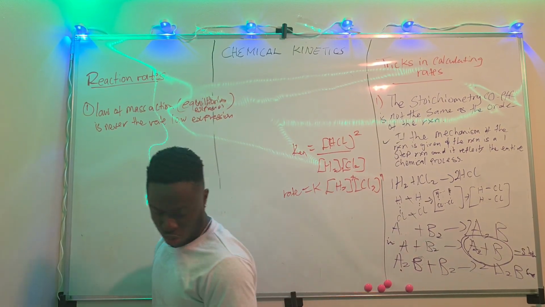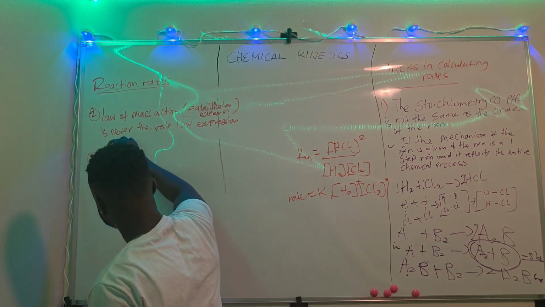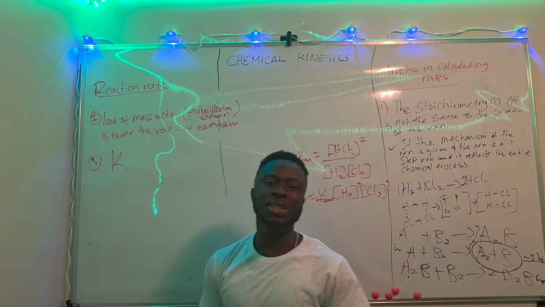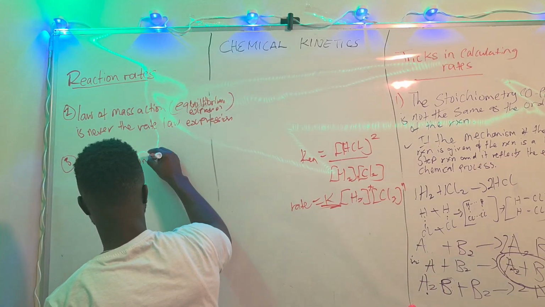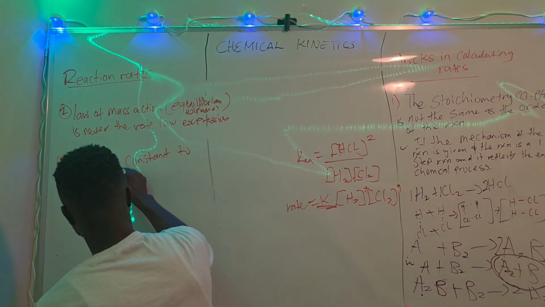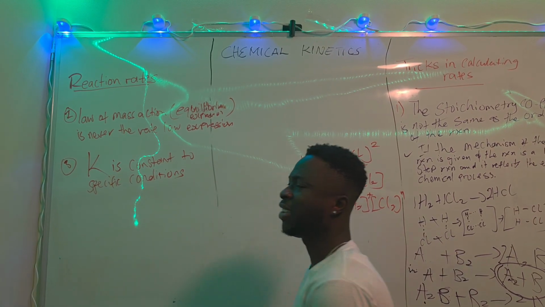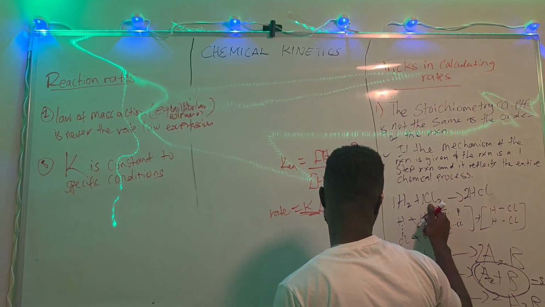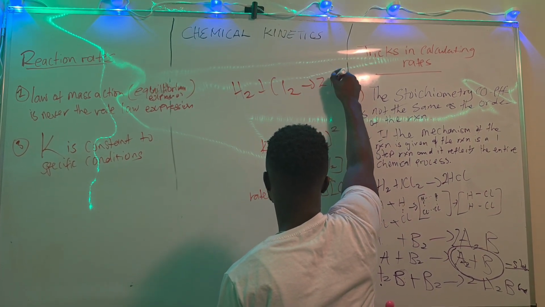And then the third one is that K over here, the rate law K, is constant only for specific conditions. So you could say K is not even a constant at all. For example, let's still use this equation to say that K is not constant at all, but it is constant for constant conditions.